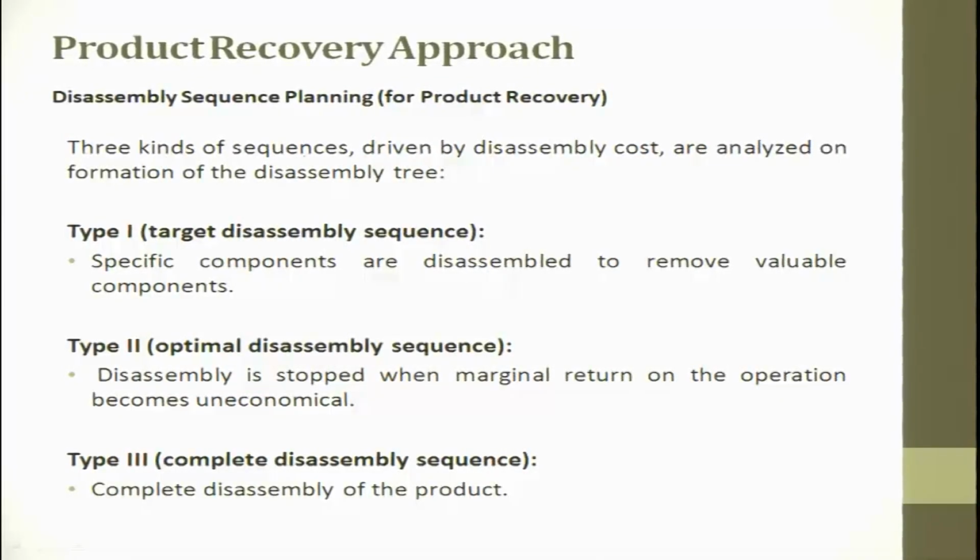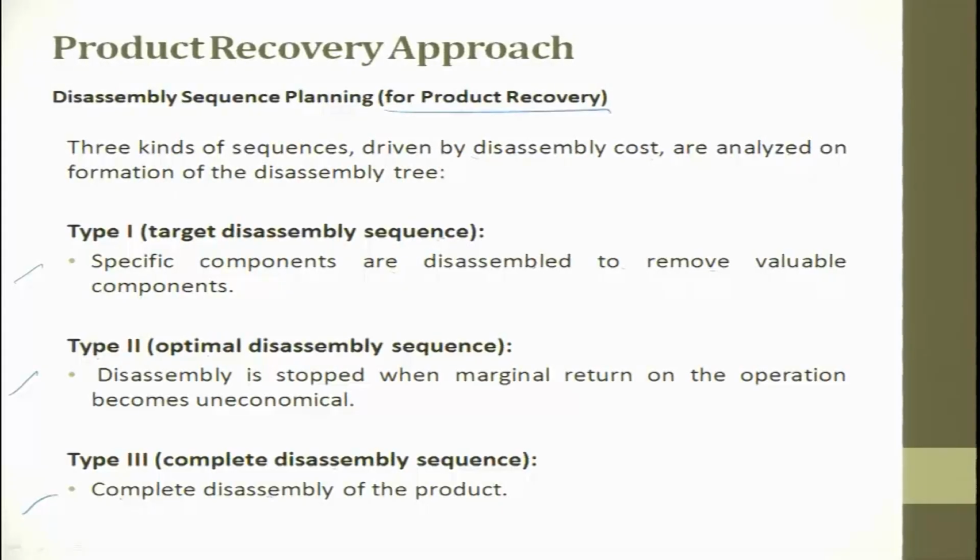The three kinds of sequences driven by disassembly cost are analyzed on formation of the disassembly tree. Type 1 is the target disassembly sequence: the special components are disassembled to remove valuable components. Type 2 is the optimal disassembly sequence: disassembly is stopped when the marginal return on the operation becomes uneconomical. The complete disassembly sequence is complete disassembly of the product. So, these are the three kinds of types involved in product recovery.